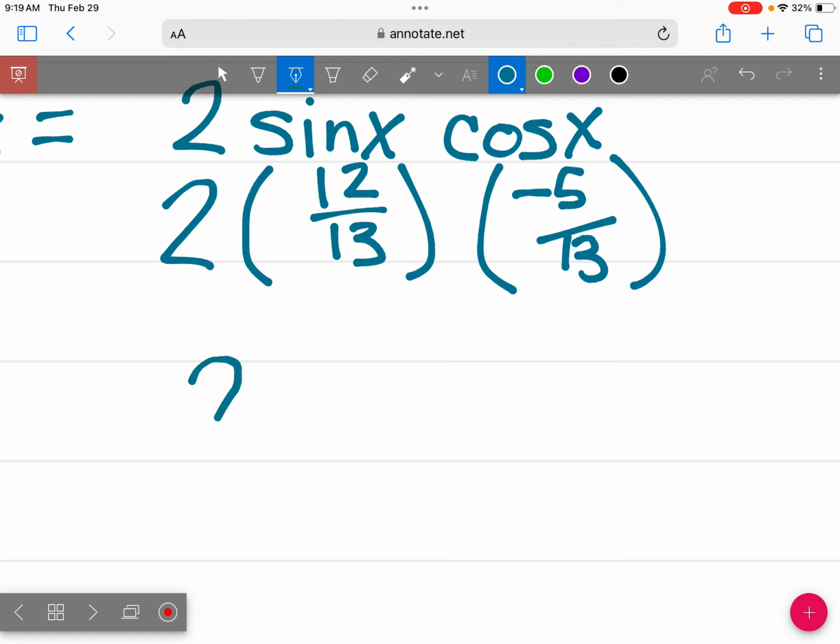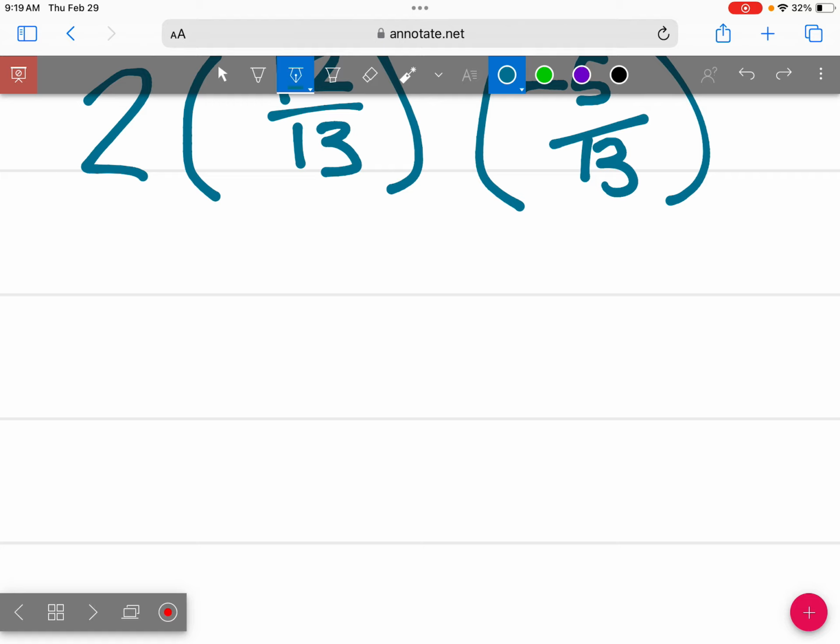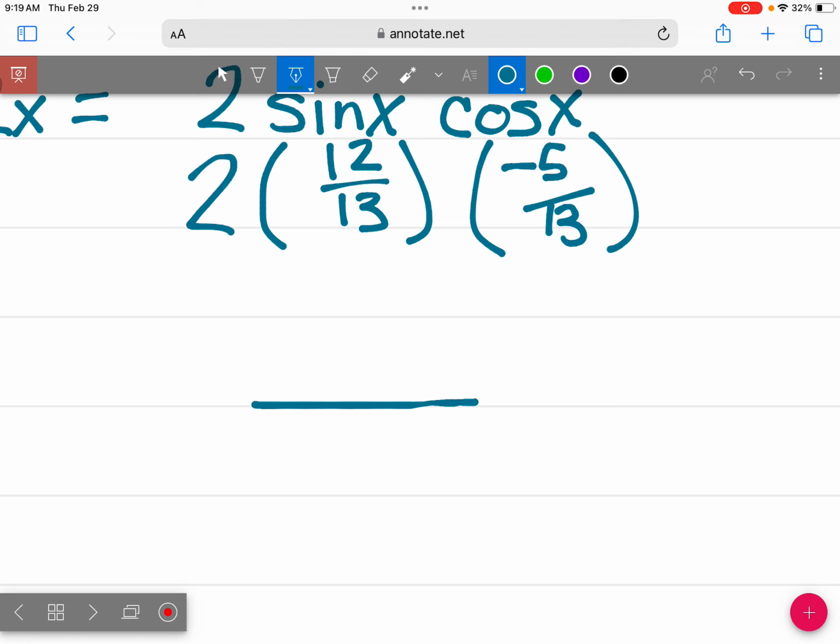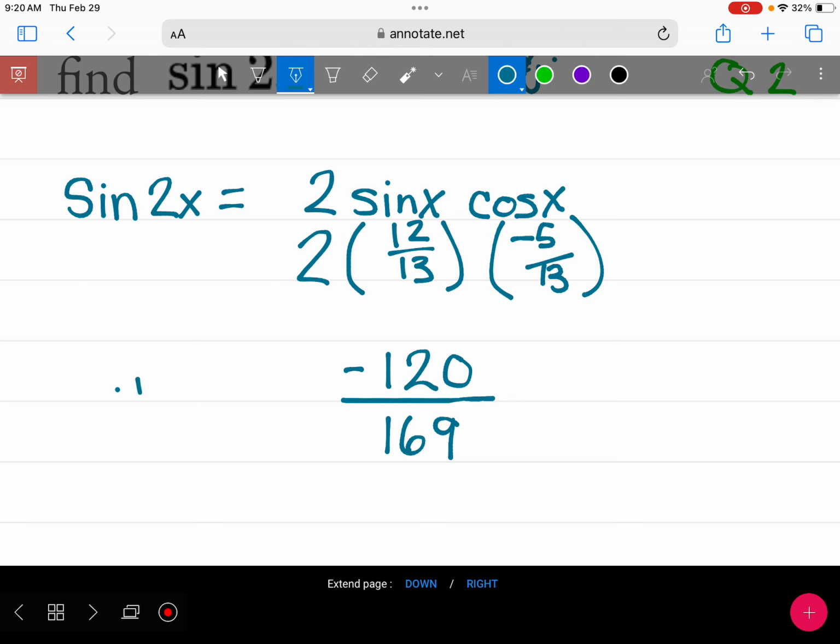So can we simplify this? We're going to have 2 times 12 times negative 5 as our numerator. What is 2 times 12 times negative 5? Negative 120. And 13 times 13, 169. So the sine of 2x is negative 120 over 169. That's our answer.